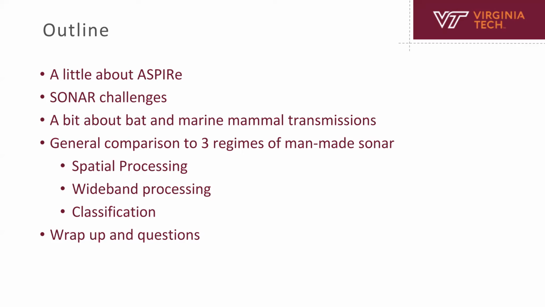Then kind of go into the three regimes and make some comparisons. So like spatial processing, which Rolf had been talking about, in terms of beam widths and how that's all done. How we as humans process echoes compared to what the bats are doing. A few words about classification that plays into the whole thing and then wrap it up.